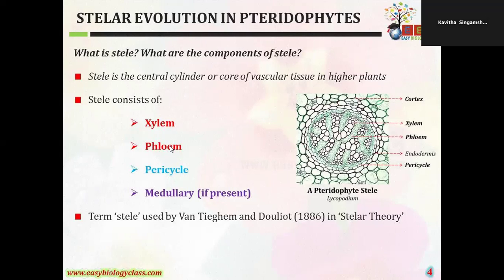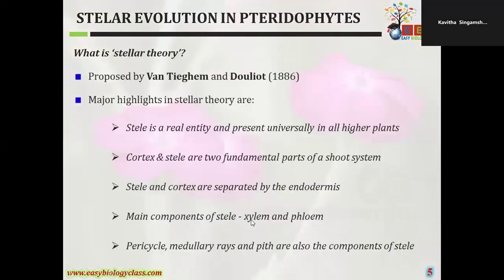Whereas the phloem conducts the food material which was prepared in the leaves. From the leaves, the food material is supplied to all the parts of the plant body, in the downward direction, reaching the tip of the root and the root parts. That is the reason why these two are called conducting tissues, or vascular tissues. And this term stele was used by the scientists Van Tieghem and Douliot in the year 1886 in the theory of explanation called stellar theory.